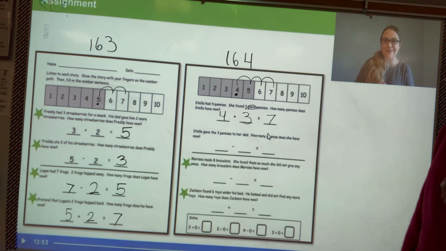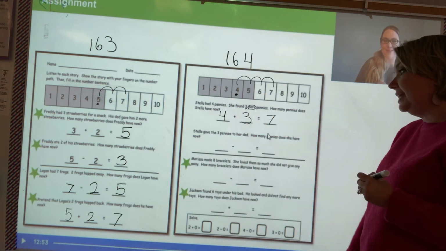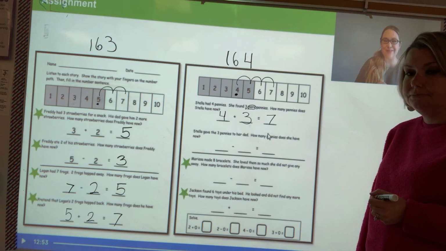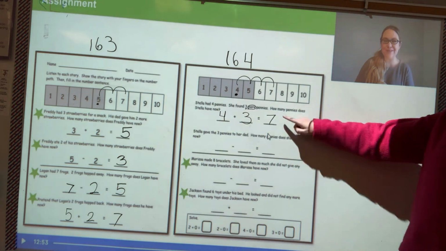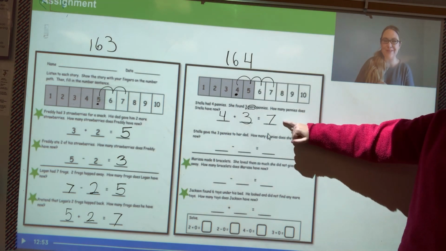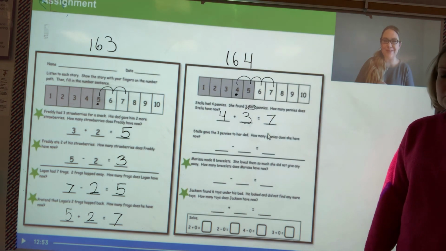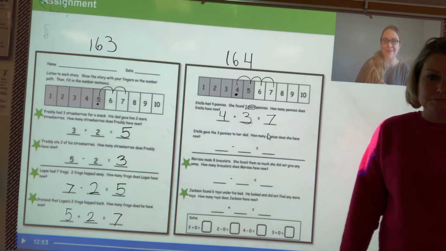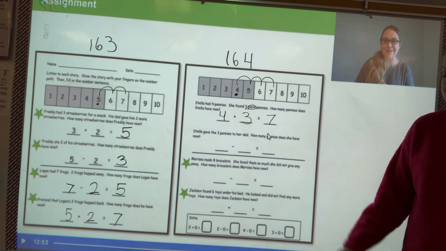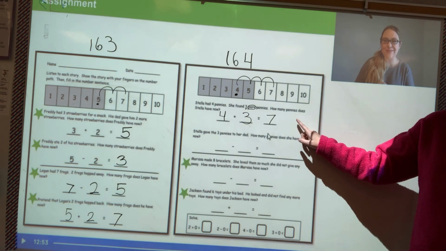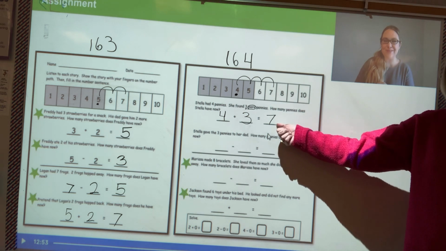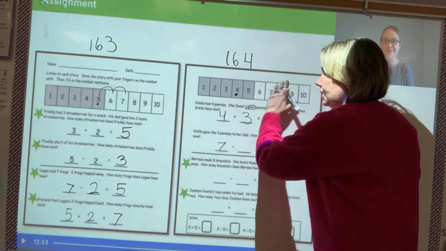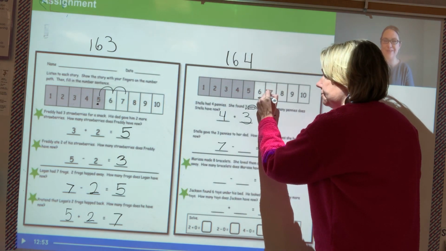Now, let's look down here. Stella gave 3 pennies to her dad. How many pennies does she have now? Now we need to think about how many pennies did she end with in the first story? What was her total in the first story? The total was 7. So I'm going to take my pointer finger and point to 7.